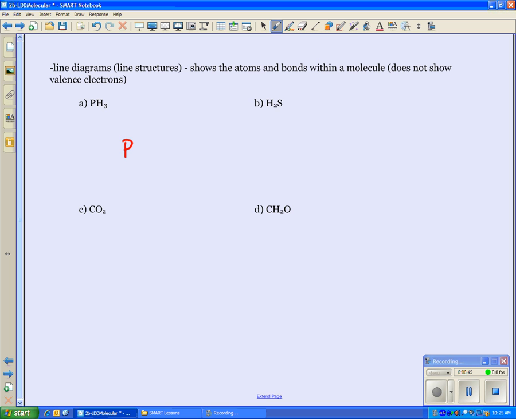So phosphorus we drew as P in the middle and 3 hydrogens. Now instead of drawing the electrons that are being shared, for each pair or 2 electrons, I'm going to draw a single line. So as a line diagram or line structure, this is what PH3 looks like. Second example, H2S, we had 2 single bonds to the hydrogens. So there's H2S. We don't need to draw the lone pairs that are on the sulfur.